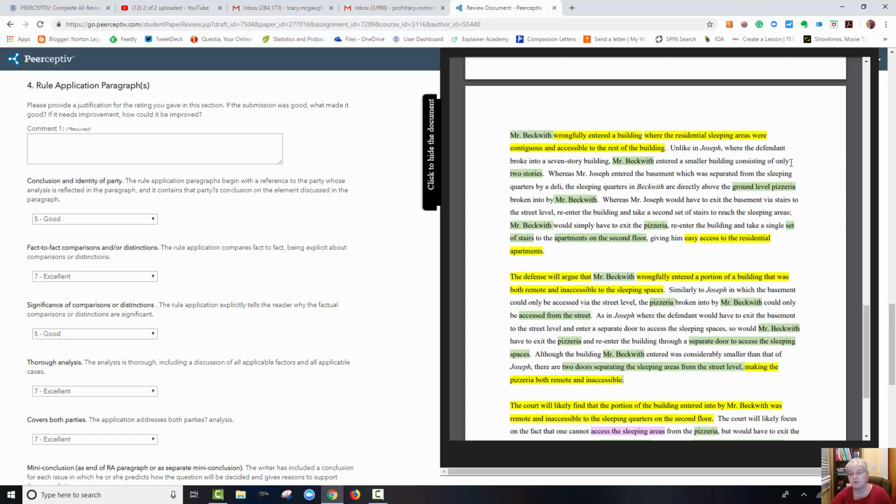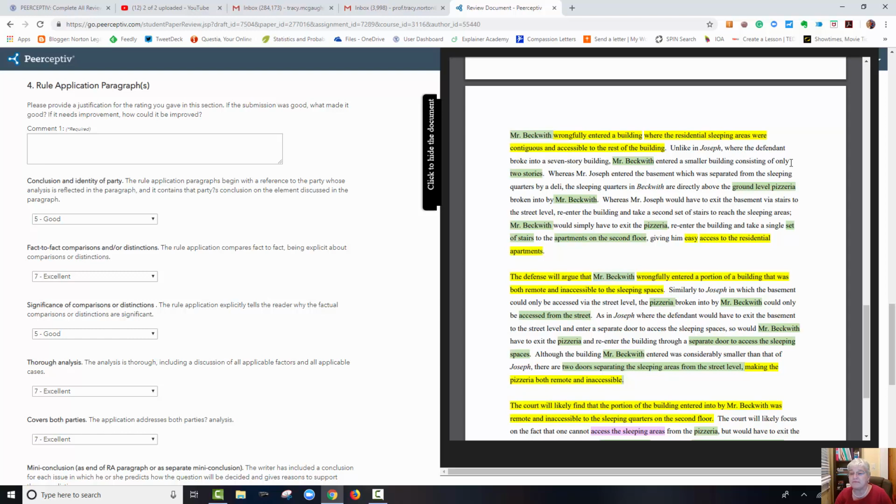Beckwith entered a smaller building consisting of only 2 stories. Nice comparison. Whereas Mr. Joseph entered the basement, which was separated from the sleeping quarters by a deli, the sleeping quarters in Beckwith are directly above the ground level pizzeria broken into by Mr. Beckwith. A nice contrast. In fact, both of those are contrasts.